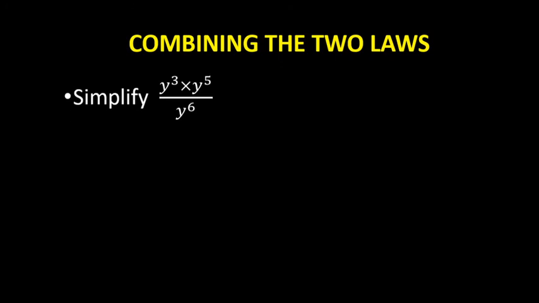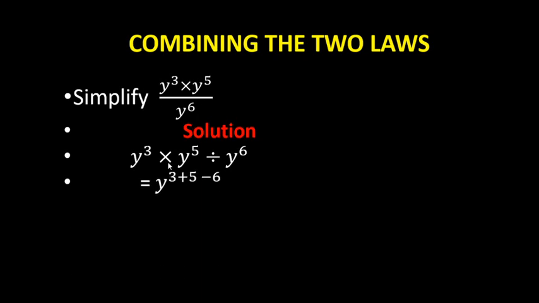Now, combining the two laws together, simplify y raised to power 3 times y raised to power 5 divided by y raised to power 6. Solution. This can be written as y raised to power 3 times y raised to power 5, then divided by y raised to power 6. That will now be y 3 plus 5, because we have division sign, minus 6. And that becomes 3 plus 5 is 8 minus 6. And that becomes y raised to power 2.